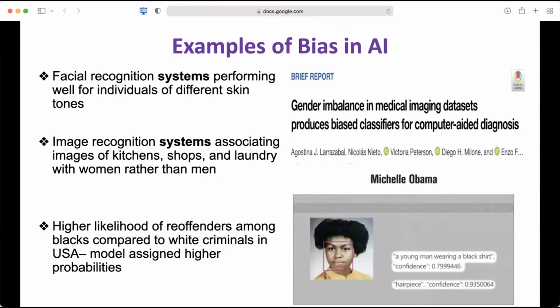And there is a picture here of Michelle Obama, which is very funny because the algorithm actually detected her as a young man wearing a black shirt. And when you do a lot of these algorithms, what you get is the receiver operating curve, or how well your model is actually performing. And it actually performed quite well with a confidence of almost 80%. So imagine if you develop a model that is giving you such confidence, but actually the image is not exactly what it is. And that underscores the value for minimizing bias in AI platforms.